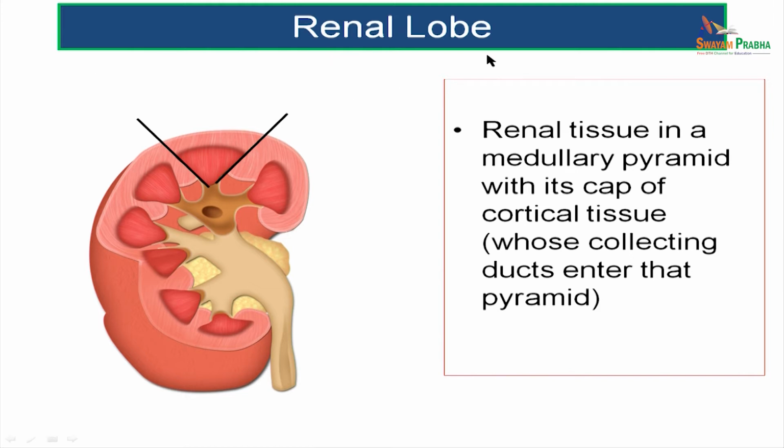What is a renal lobe? Please look at this picture. The renal tissue in the medullary pyramid with its cap of cortical tissue, whose collecting ducts enter the pyramid, is called a renal lobe. What is shown between these two lines is the renal lobe. This is the medullary pyramid with its cap of cortical tissue. The collecting ducts enter this pyramid. So, that is renal lobe.